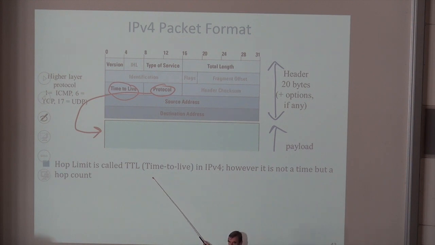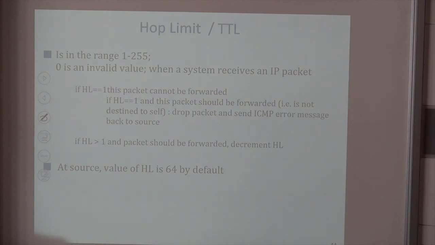When IP was invented, it was a time measured in seconds. Of course, now you don't monitor the time that a packet lives. What is it? It is a field that is coded on 8 bits, so it is between 0 and 255. And it's decremented by 1 whenever a packet is forwarded. When it goes through a router, you decrement this field. Why would we like to do this?